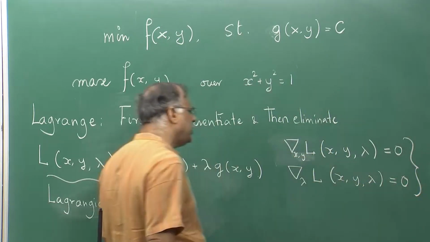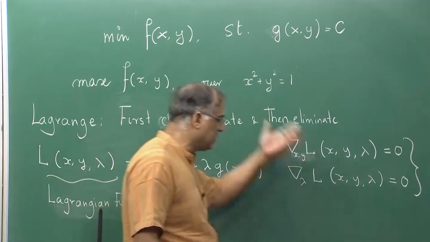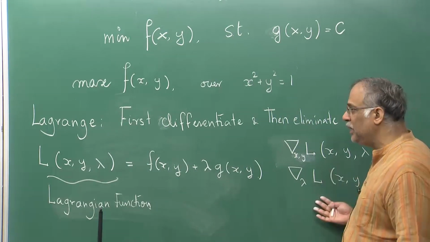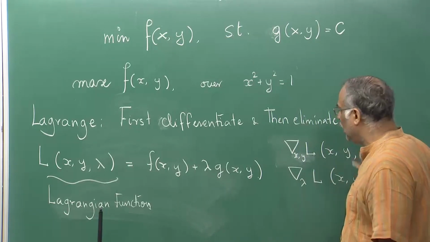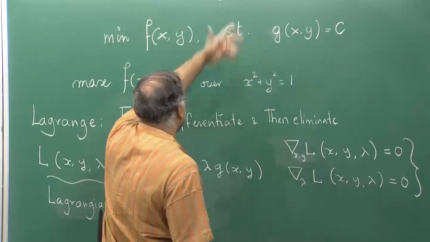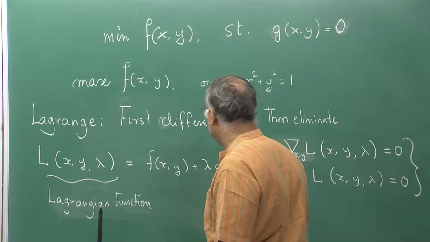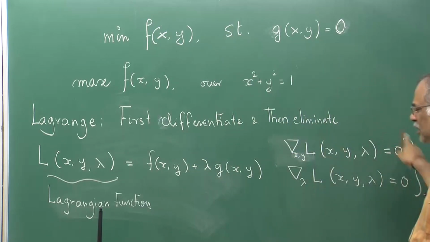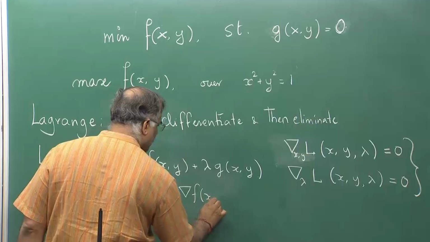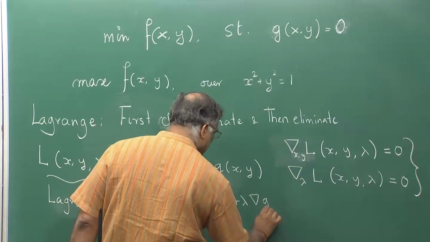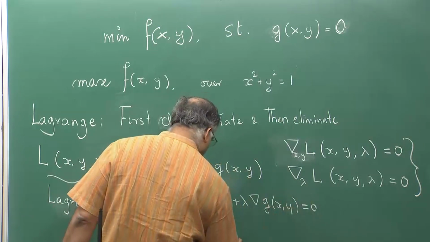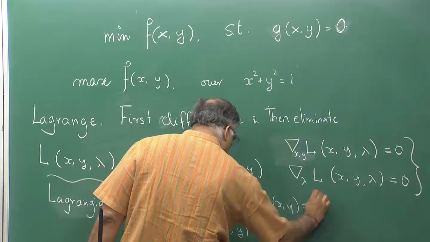Lagrange says that if you solve these two equations, you can find an (x,y) which satisfies this system. This is what is called the optimality condition, or necessary condition, for a local minimizer of the problem: minimize f(x,y) subject to g(x,y) equal to c, or g(x,y) equal to 0, for example. These two are the necessary optimality conditions, which simply say that grad f(x,y) plus lambda grad g(x,y) equals 0, and if I differentiate with respect to lambda I simply have g(x,y) equal to 0. So this is the system that he wants to solve.